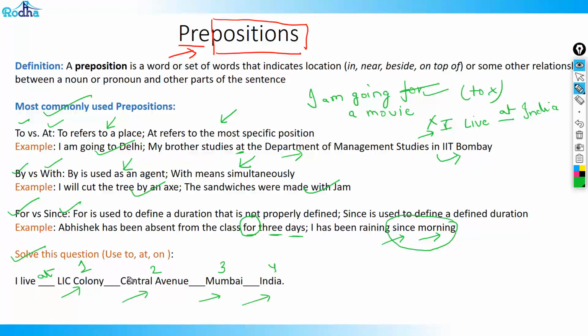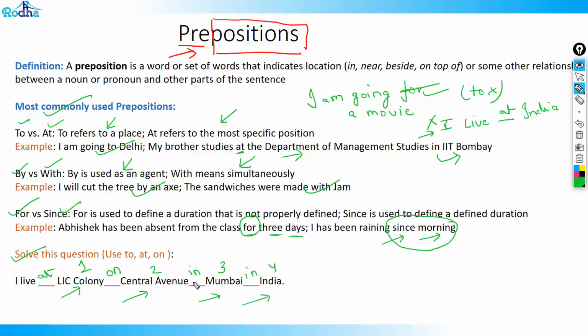Where is this LIC Colony? Central Avenue. Central Avenue are roads, so it will take on. Where is this Central Avenue? In Mumbai. Where is Mumbai? In India. So the point to drive home is, you can have multiple ins in a sentence. You can have multiple in, but you can only have one at in a sentence. That's the point that you need to understand.